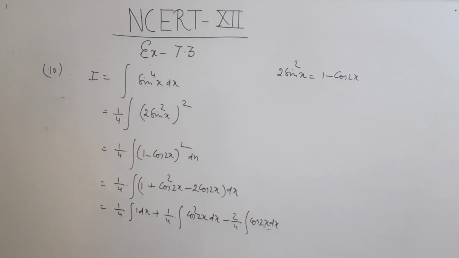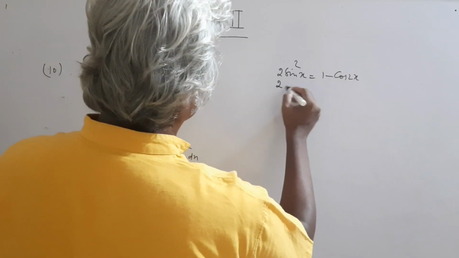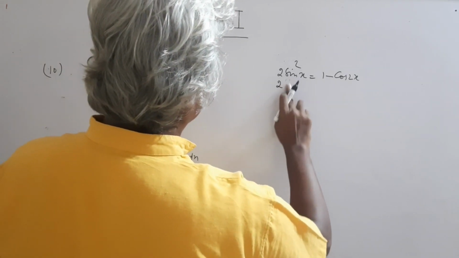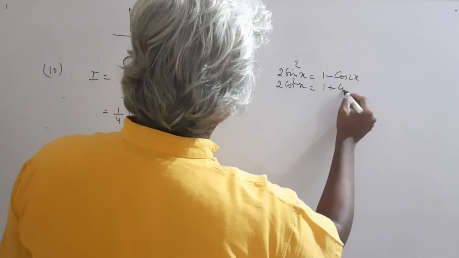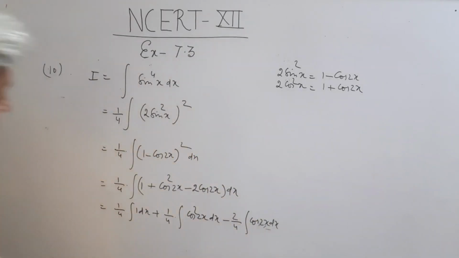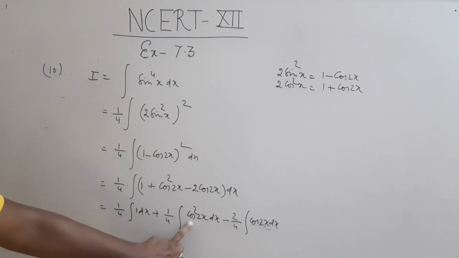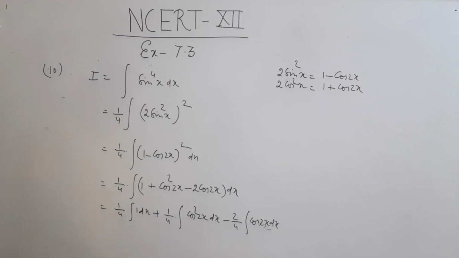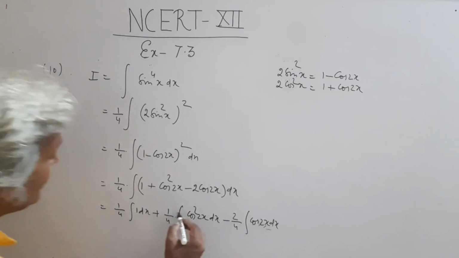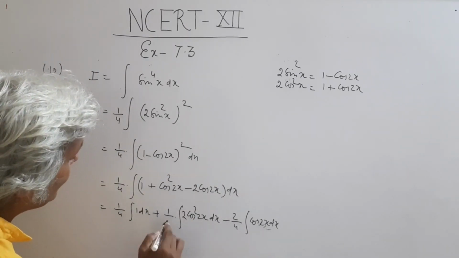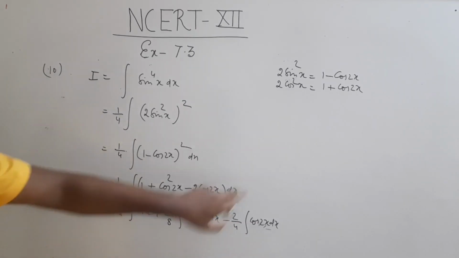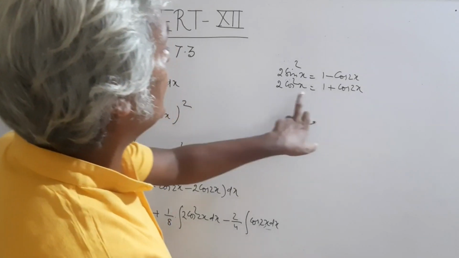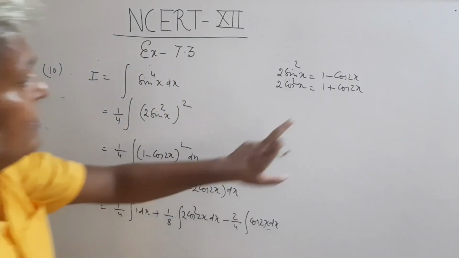cos 2x dx. Now in this condition, we have one more formula which goes like 2 cos square x can be written as 1 plus cos 2x. Now here you see you have cos square 2x, something very much like this. But we don't have 2, so I write 2 here, and this 4 I write as 8. So 2 over 8. Now 2 cos square 2x can be written as 1 plus cos of double the angle, so this is 2x, so that will become 4x.